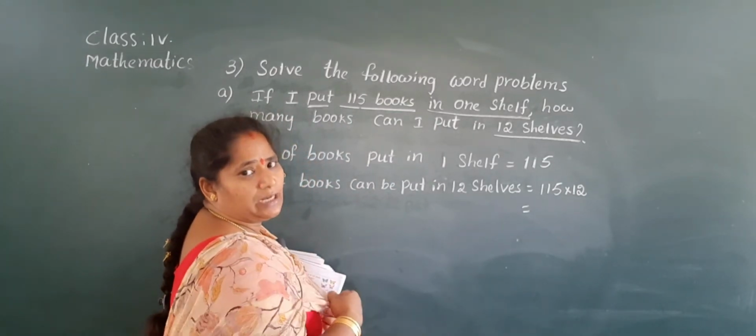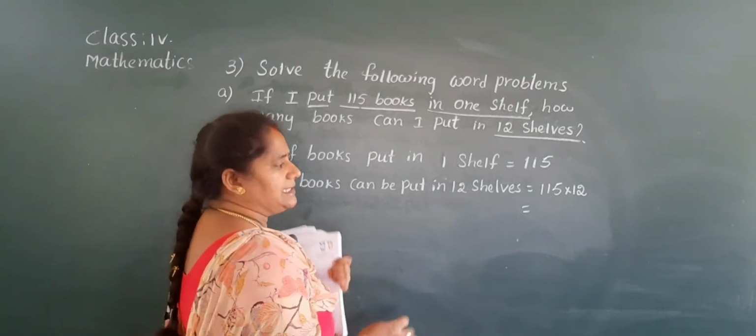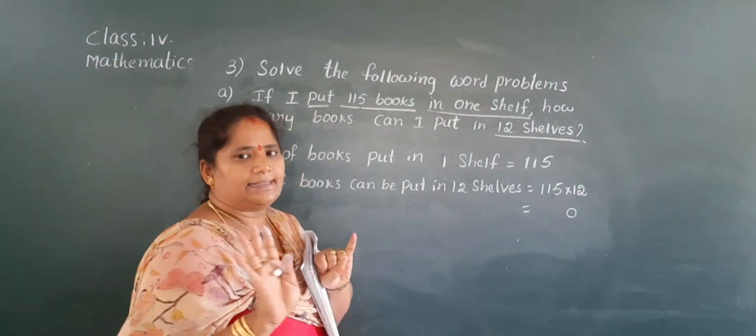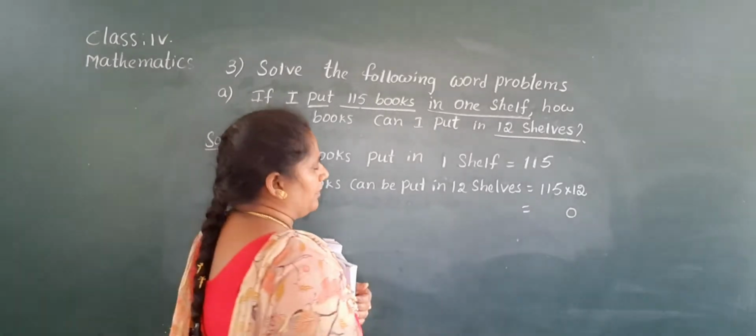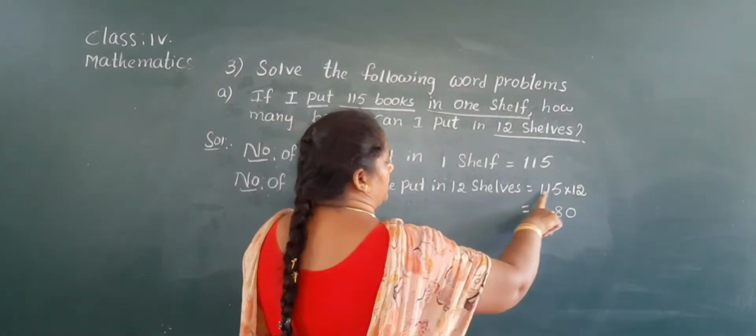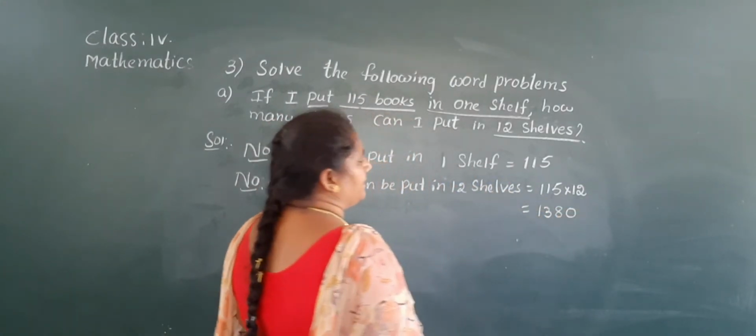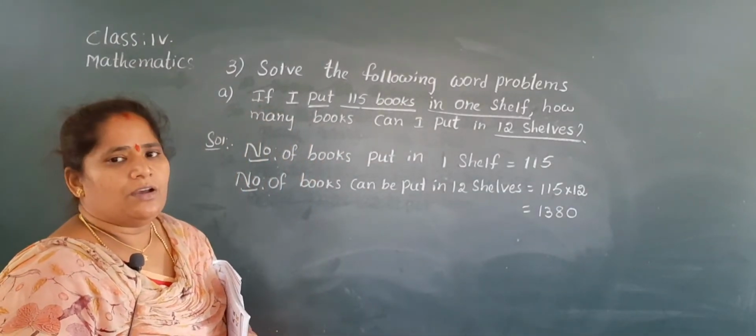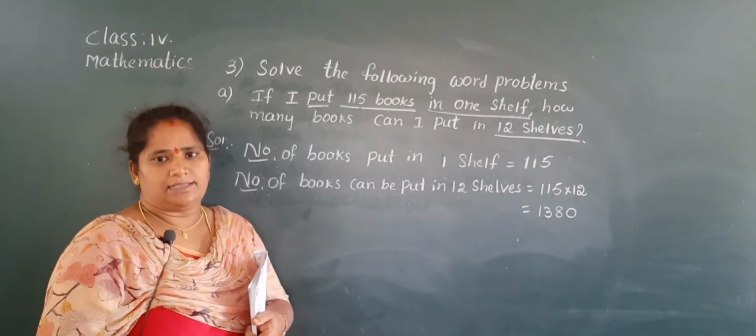You know that very well, 12 table. Tell me, Nana, 12 5s are 60. 6 in hand, 0 is down. 12 1s are 12, 13, 14, 15, 16, 17, 18. Okay. 1 in hand, 8 is down. 12 1s are 12 plus 1, 13. So 1380 books. How many books, Nana? 1380 books can be put in 12 shelves.